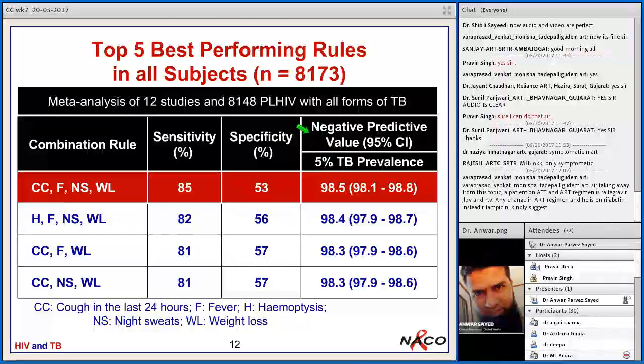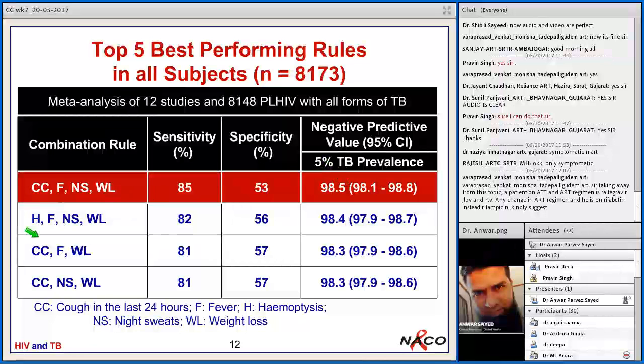That is what is called as negative predictive value. That is the probability of not having disease if the test is negative. This is our test. We are testing for these symptoms. If these symptoms are negative, then the probability of not having disease is almost 98 to 99%.